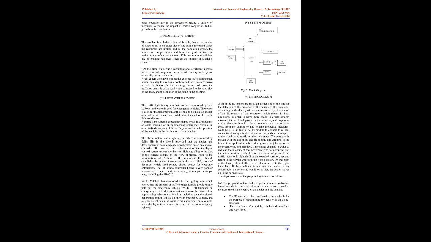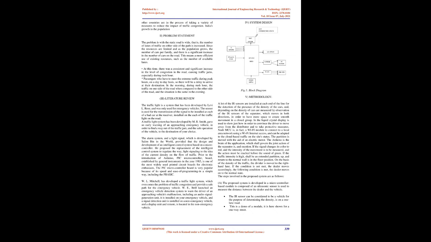Depending on the different congestion scenarios, each state has adopted its own measures, such as a high density of traffic in the US, vehicle areas in the United Kingdom, and flexibility of the working hours in the United Arab Emirates, UAE. Many other countries are in the process of taking a variety of measures to reduce the impact of traffic congestion. India's growth in the population.